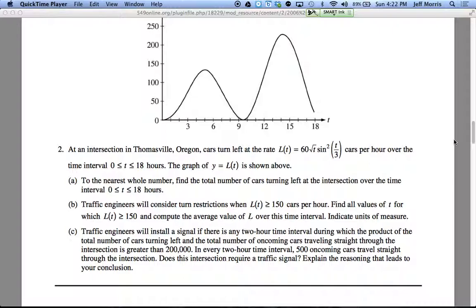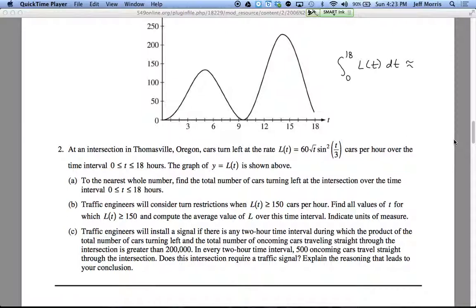How do we calculate this? The integral from 0 to 18 of L of t. Why don't we need absolute values? Because it's always above the x-axis. You can't have negative cars turning left. So obviously it has to be above the x-axis.